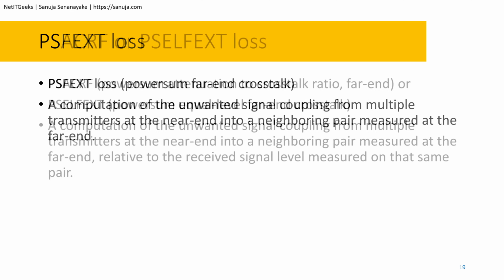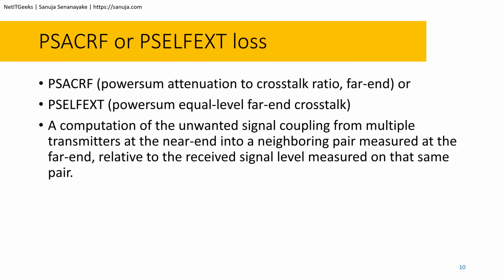Okay. So the next one we're going to look at is the PSACRF or PSELFEXT loss. Again, just remember what they are. Powersum attenuation to crosstalk ratio far end, or Powersum equal level far end crosstalk. It's a computation of the unwanted signal coupling from multiple transmitters at the near end into the neighboring pair measured at the far end, relative to the received signal level measured at that same pair. So that's pretty much the definition of it. And this one also has a similar background for what causes it as the previous slide.